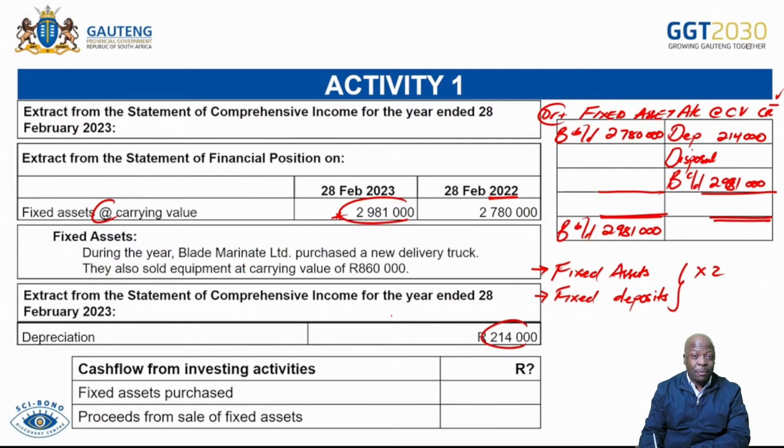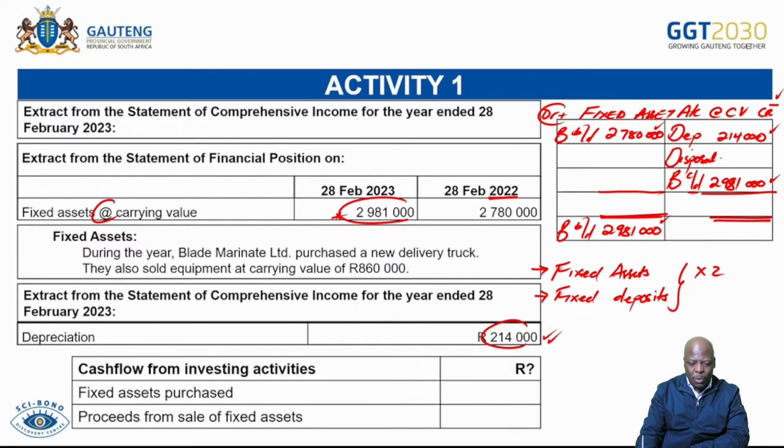Welcome back, dear learners, from the short break. Remember what we were doing? We had opened a fixed asset account at carrying value, where we had our balance on the debit side, the 2,780,000, and also our closing balance, 2,981,000, which we brought up here as balance carry down. And we have recorded our depreciation, 214,000. We bring depreciation because we are calculating our fixed assets at carrying value, so we have to subtract the depreciation for this year.